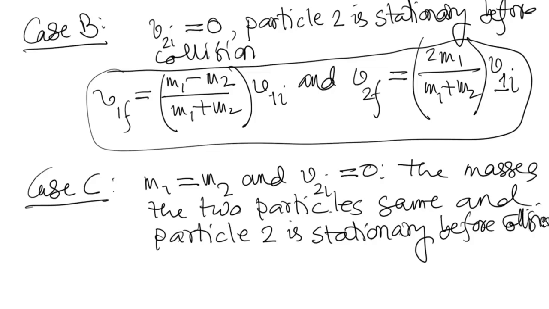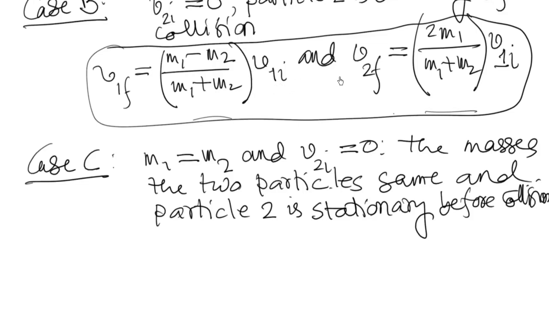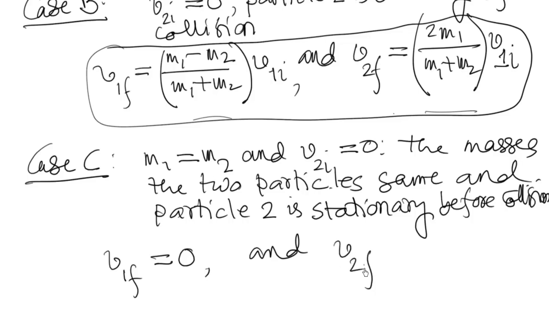Now you see, in case B we have when the particle 2 is stationary, so we had these expressions for the final velocities of particle 1 and particle 2. Now here if we put m1 equal to m2, then we'll get this case C. So if we put m1 equal to m2 here, where v2i is 0, v1f will be 0 and v2f will be v1i. The denominator will be twice m1, this one is equal to this one. So v2f will be v1i.